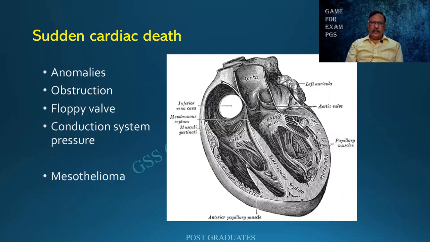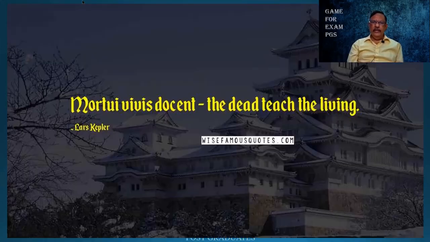Sudden cardiac death is one. It can be because of anomalies, obstruction, floppy valve, conduction system, or very rarely because of mesothelioma. These are all not my list. This is the entire list that has been taken from Ludwig, summarized and presented to you in as brief a manner as possible. And this is a beautiful quote that I like and I always mention.